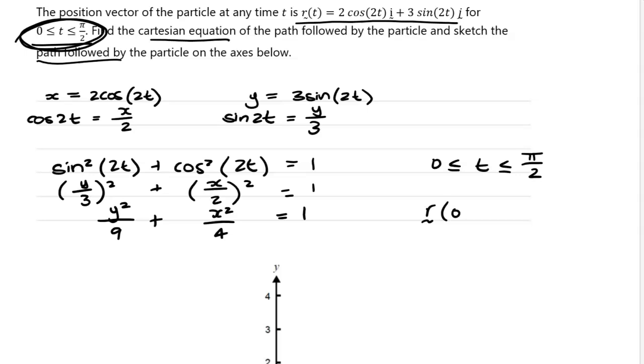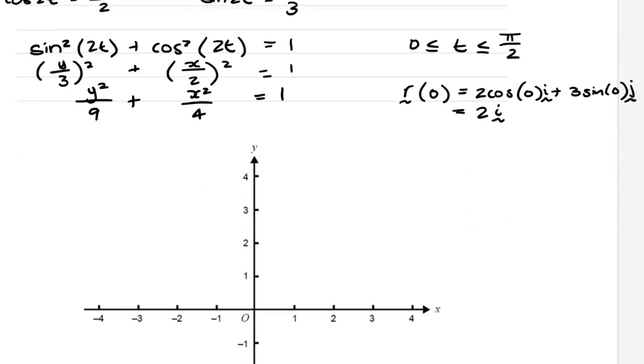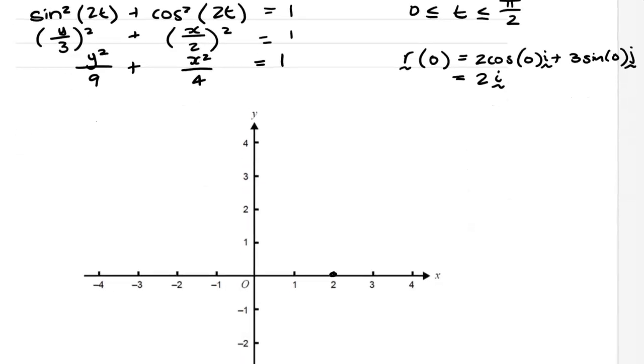R when t is 0 is going to be 2 cos of 0 i plus 3 sine of 2 times 0, which is still 0, j. So it's going to be 2i plus 0. So 2i means we're going to be starting here. And let's go to pencil actually. So this is our start point when t equals 0.